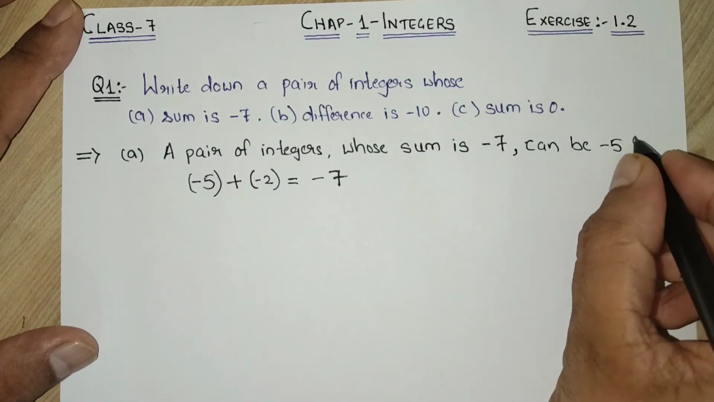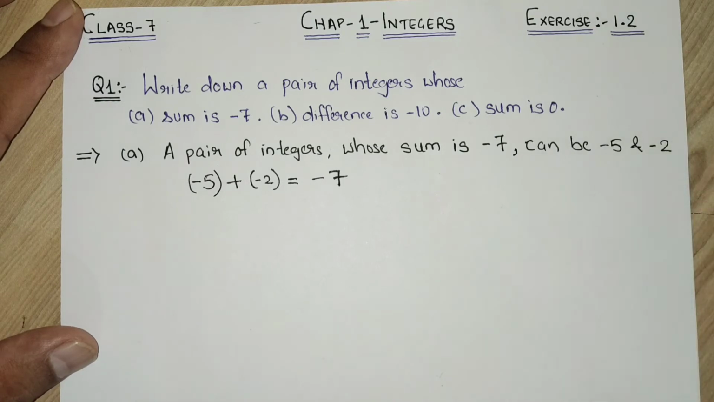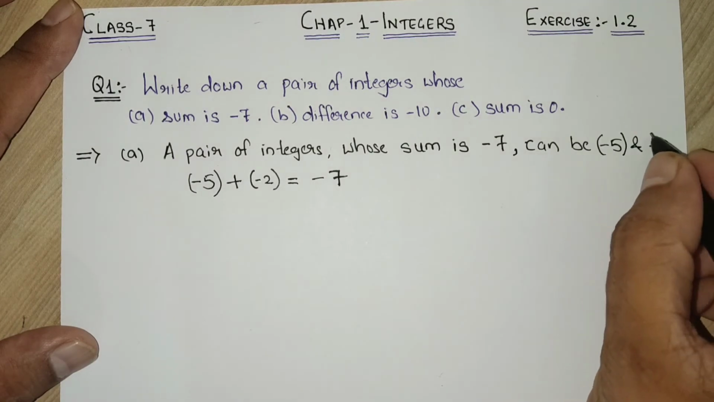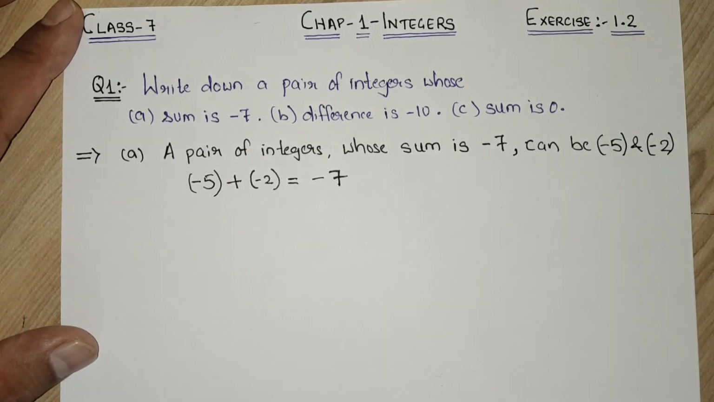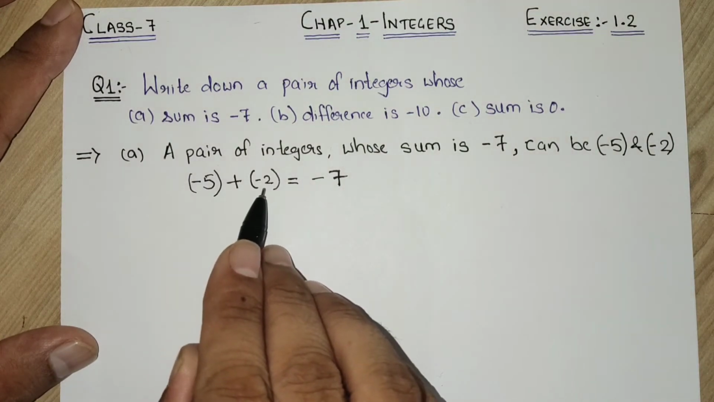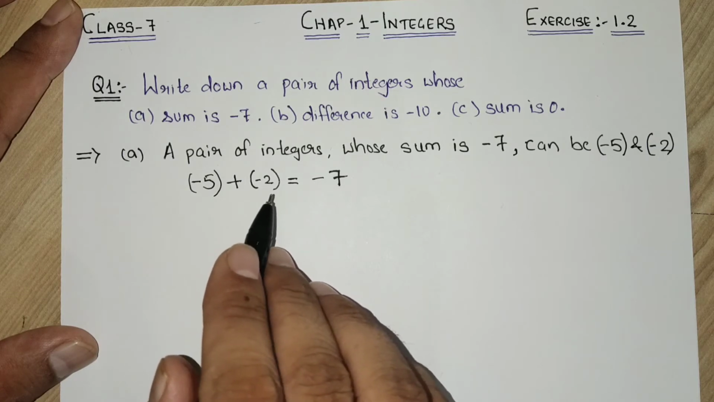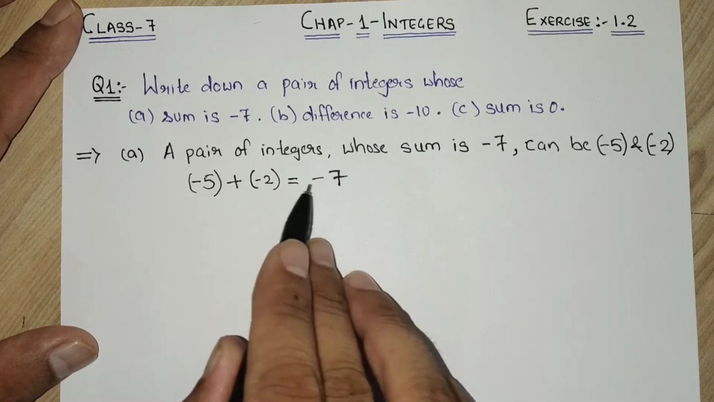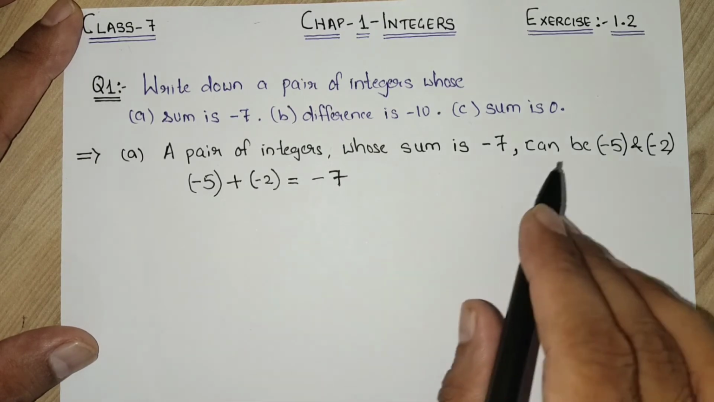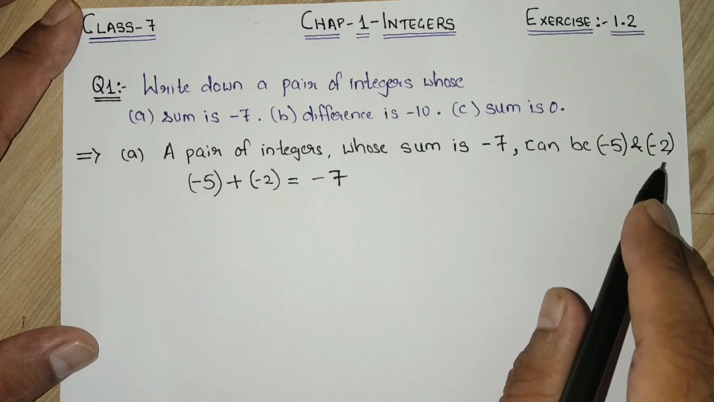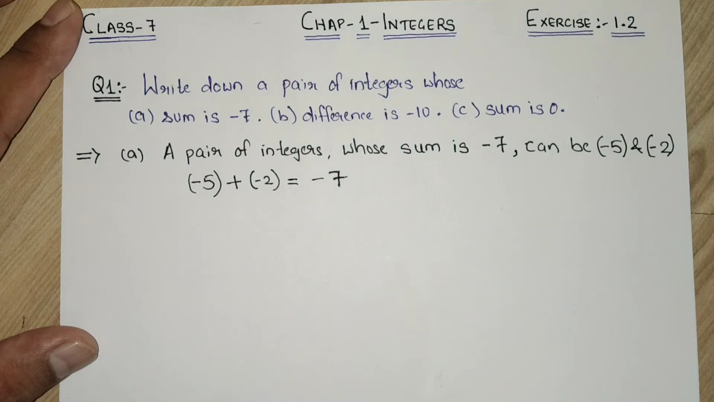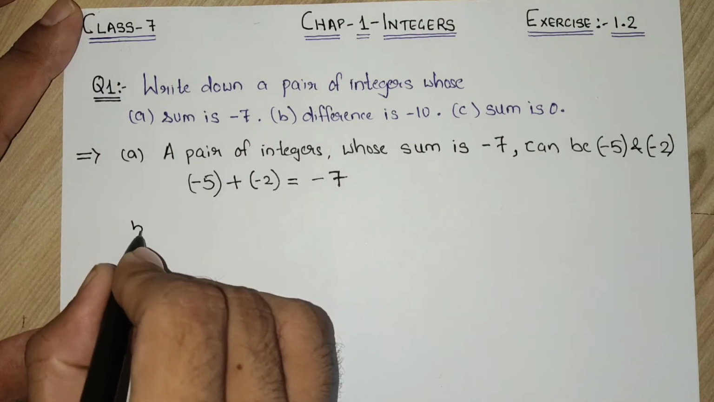-5 and -2. Students, not only these two integers, it can be any other pair. For example, if I write -4 and then add -3, so -3 and -4, will I get -7? Of course. So it is not necessary that you write -5 and -2. You can think of the numbers yourself which will give -7. Let us move to the next question.